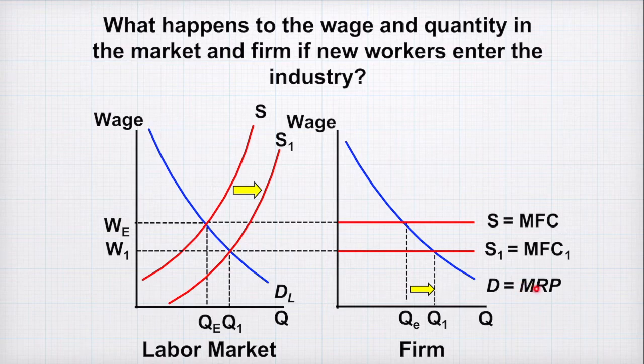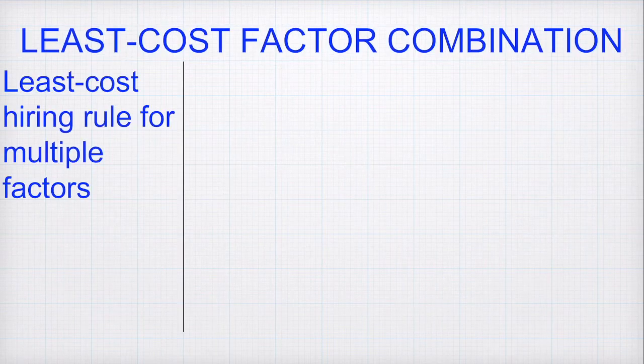Okay, so you should be able to do the same thing for changes for fewer workers. MRP can also shift, for example, if workers became more productive or the price of the output changed. So they can throw a lot of different things at you, all of which we will practice for the exam. But this is just one example.